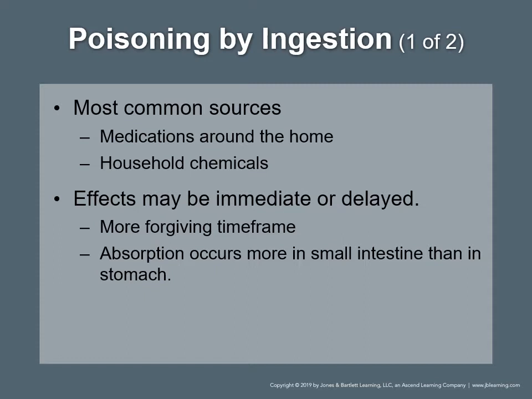Little absorption occurs in the stomach. Substance may stay there for a variable period. Absorption occurs mostly in the small intestine. Most poison management aims to remove or neutralize poison before it gains access to the intestines.